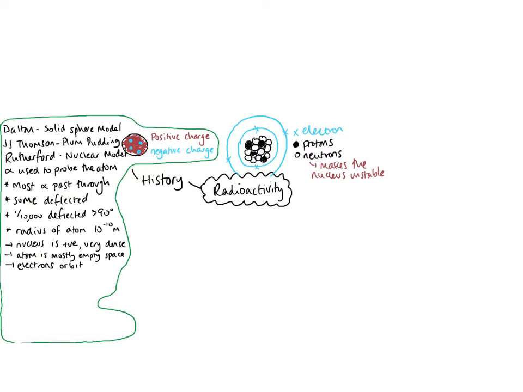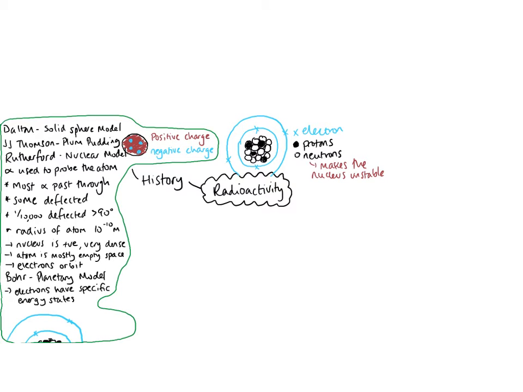And roughly 1 in 10,000 deflected greater than 90 degrees, and that tells us that the nucleus is also very dense. So once it hit it, it straight away reflected backwards. And then he also worked out that the radius of the atom was 10 to the minus 10 metres. And he also said that it's the electrons that orbit around the positive nucleus.